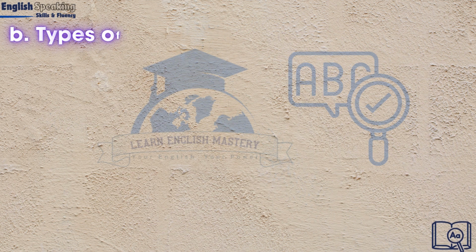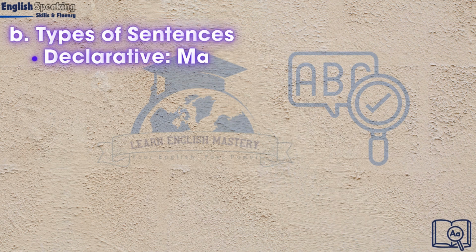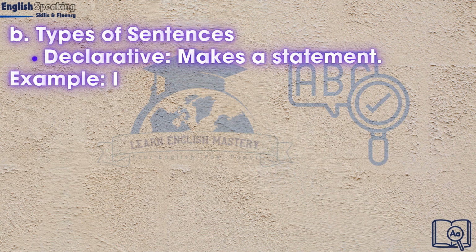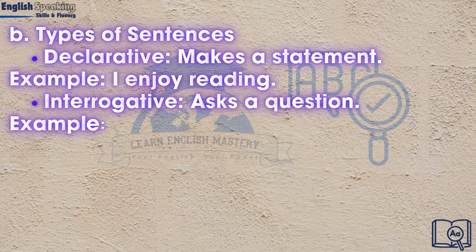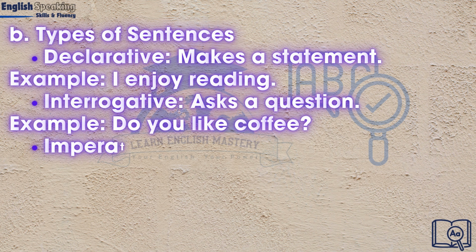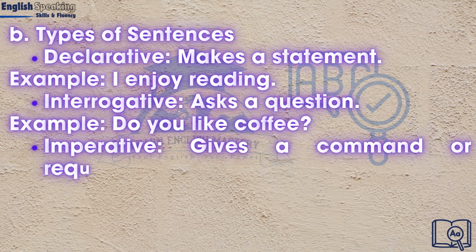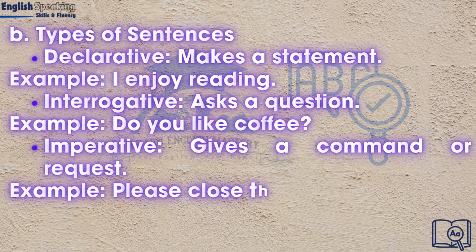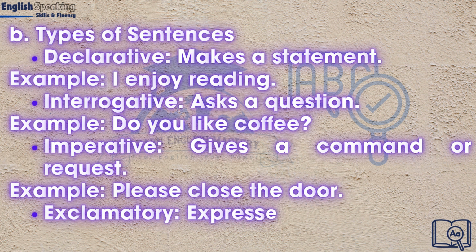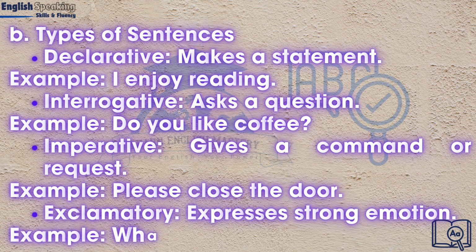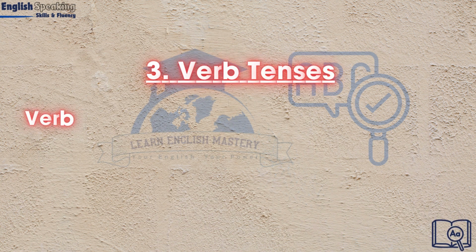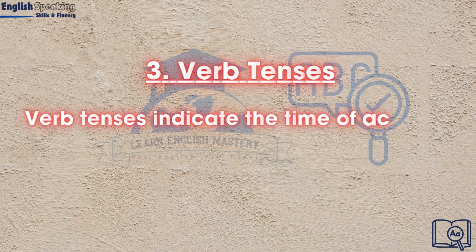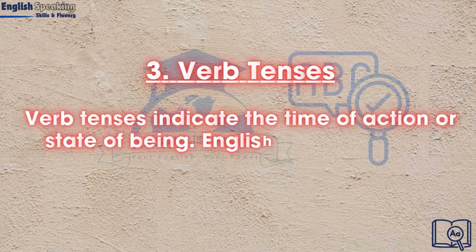B. Types of sentences. Declarative: makes a statement. Example: I enjoy reading. Interrogative: asks a question. Example: Do you like coffee? Imperative: gives a command or request. Example: Please close the door. Exclamatory: expresses strong emotion. Example: What a beautiful day! 3. Verb tenses. Verb tenses indicate the time of action or state of being.